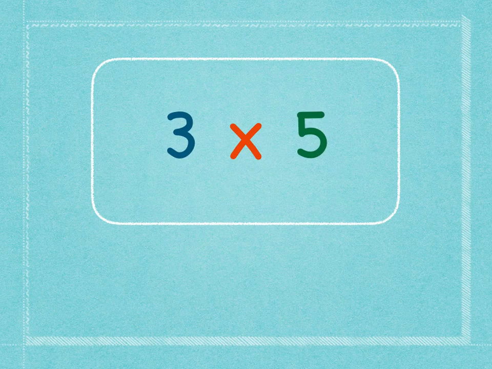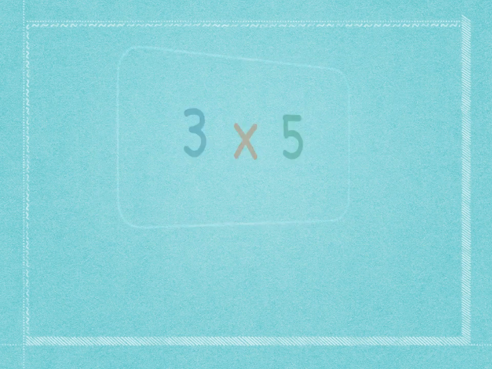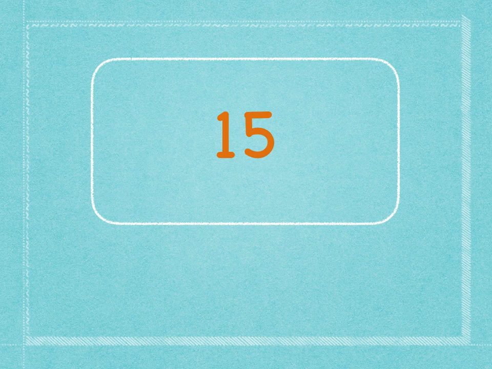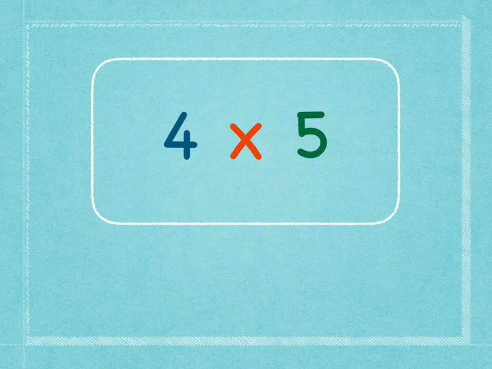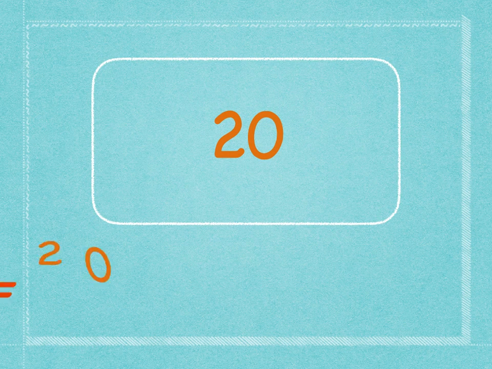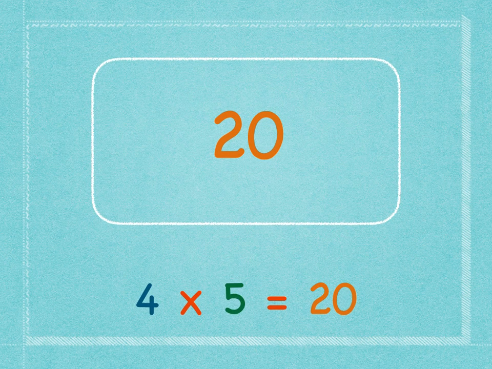3 times 5 is 15. 3 times 5 is 15. 4 times 5 is 20. 4 times 5 is 20.